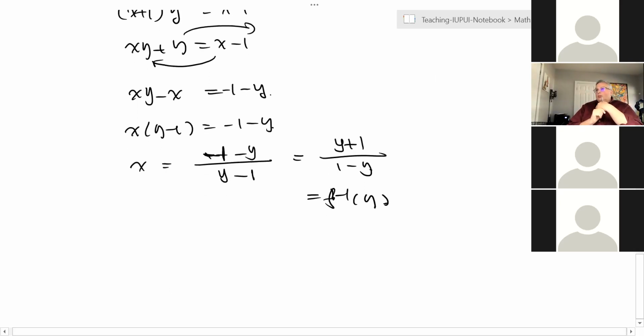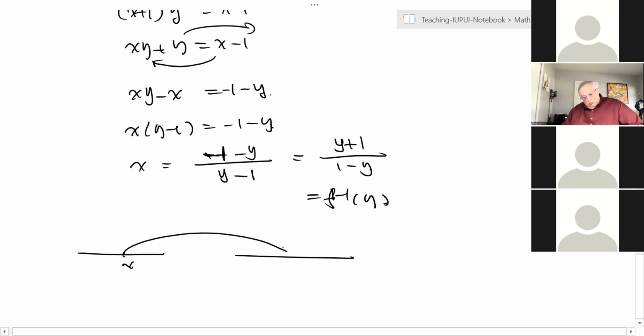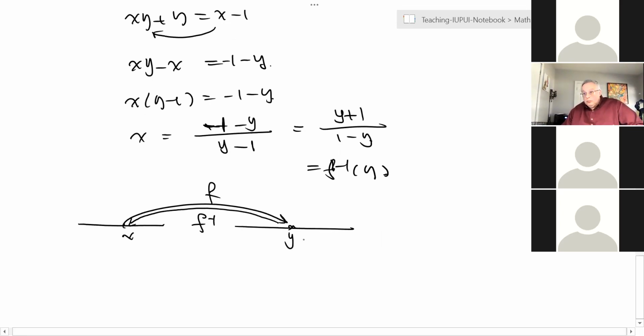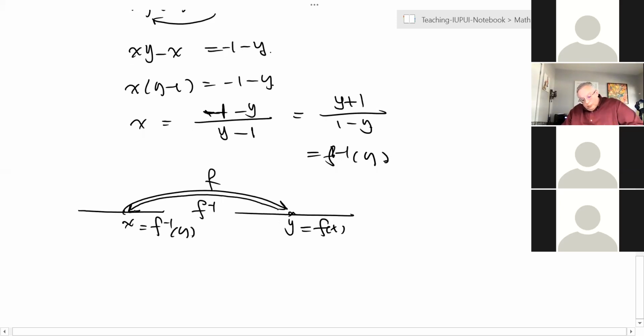All right, so we get an inverse function. Now in general, let me repeat the picture here. This is x, that's f and y. If you reverse the procedure, then you get the inverse. So y is equal to f of x, and x will be equal to the inverse of y. But not always can we do that.